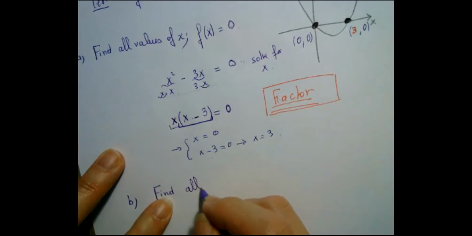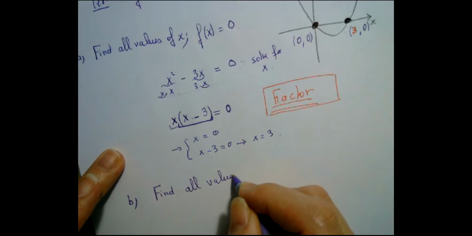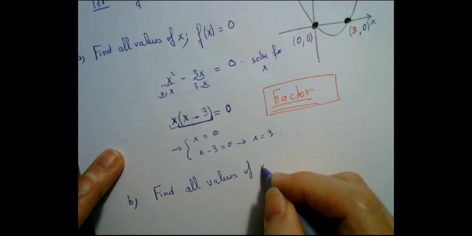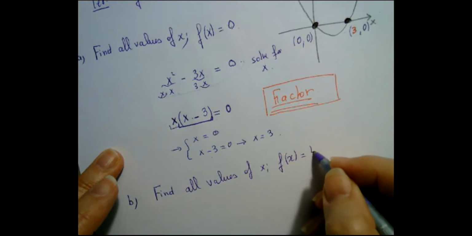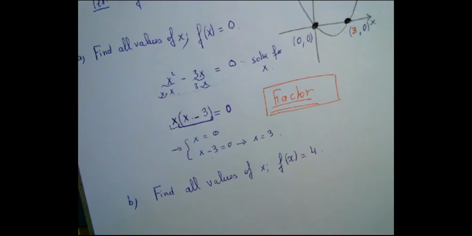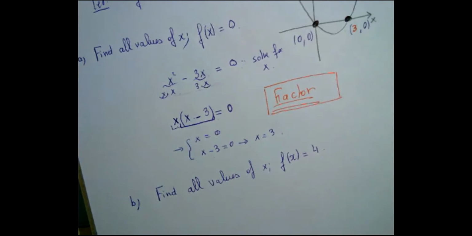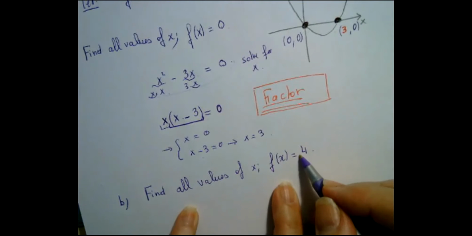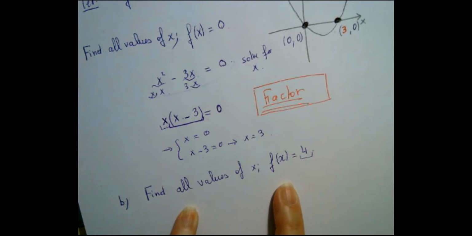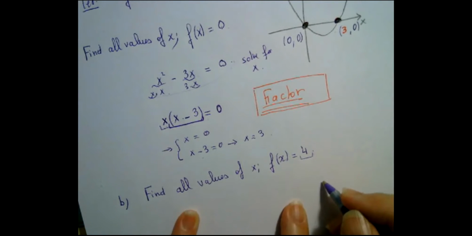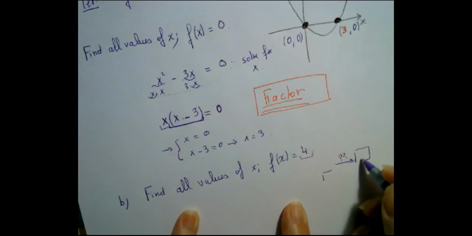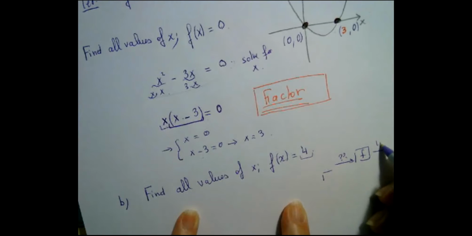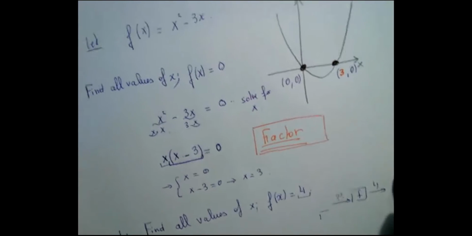B. I want you to find all values of x where f of x is equal to 4. Okay, so what am I asking for here? My 4 now is an output, like I did before. I'm asking which input, what shall I put here for input? What should go here so that f takes it to 4? That's really what I'm doing.